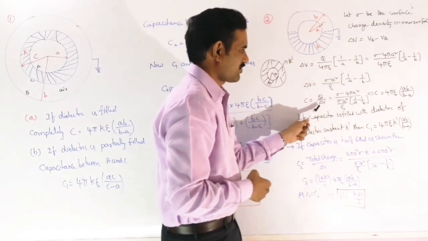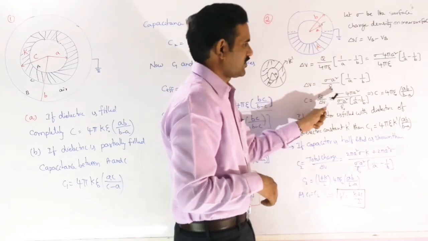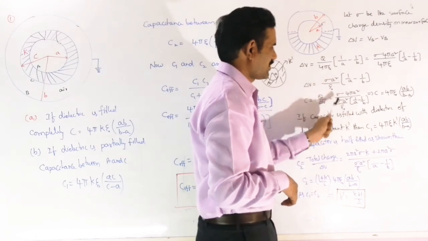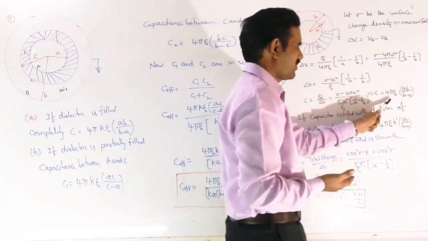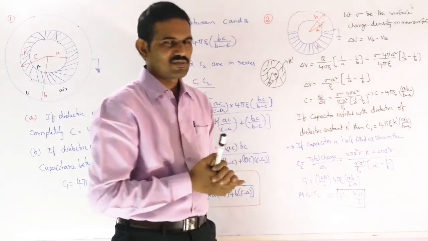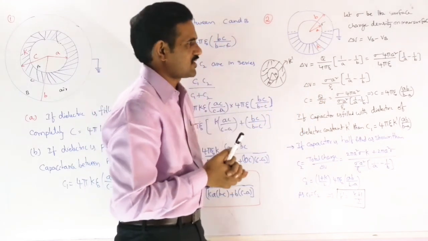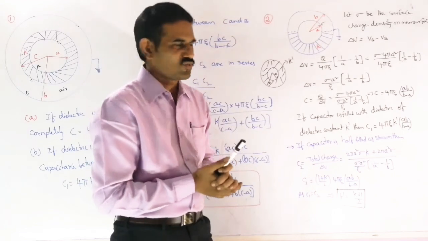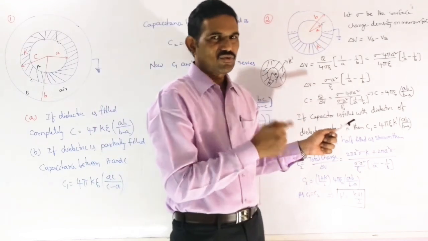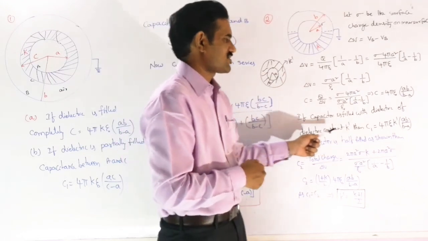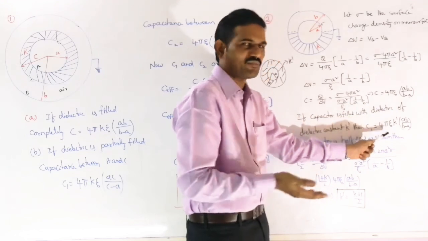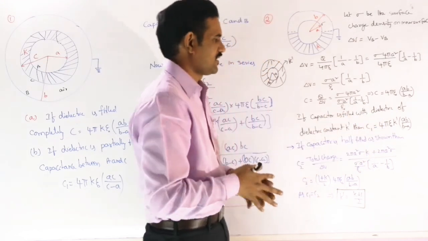Now I am writing the capacitance as Q by delta V, and this Q value is sigma into 4 pi A square, and I am substituting delta V. This is nothing but the capacitance of concentric spherical shells, that is, a spherical capacitor. Now when it is completely filled with the dielectric, we know the capacitance of this capacitor will increase by K times. So you can directly write that, right?